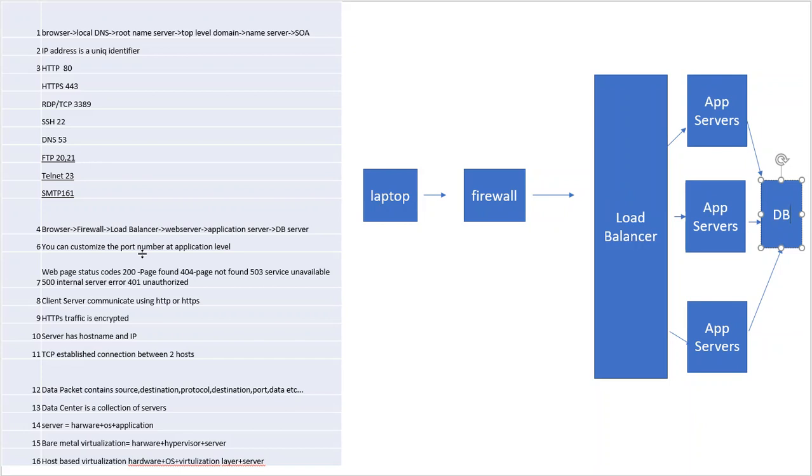Yeah, and whatever HTTP port or anything you can customize at the application level also. Okay, and there are some web page codes you might have if the server is down or something. Remember the successful code is 200. That means if at all 200 code is there, nothing will appear on the page, but it will be successful.